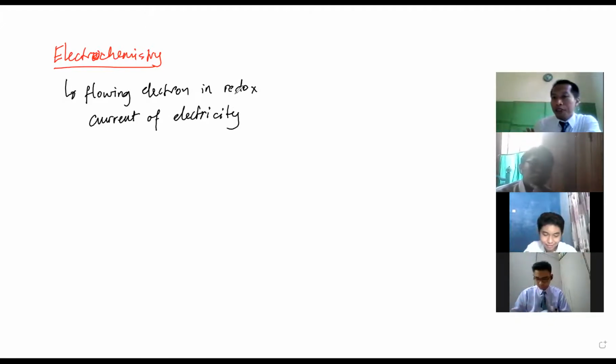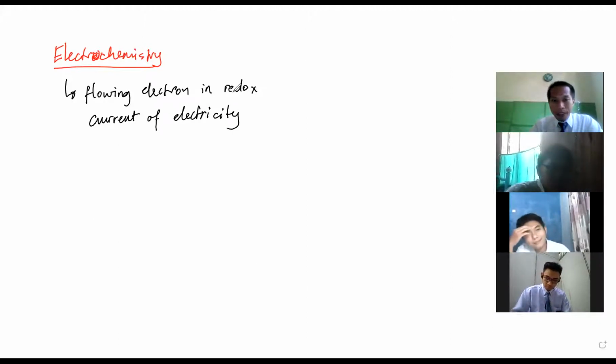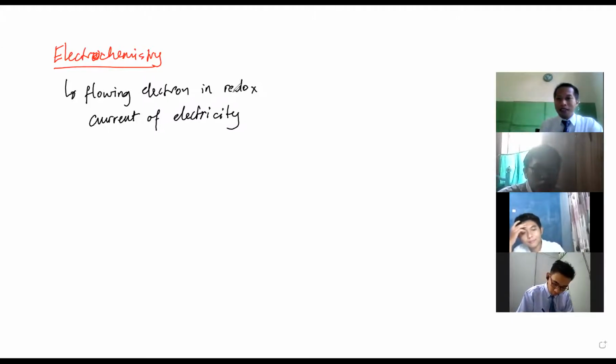We have a flowing of electron and we have a current in electricity. Are they in the same direction or somehow is it an opposite direction? What do you think? Yes? No idea? Yes, Adi? I think they have a different direction.